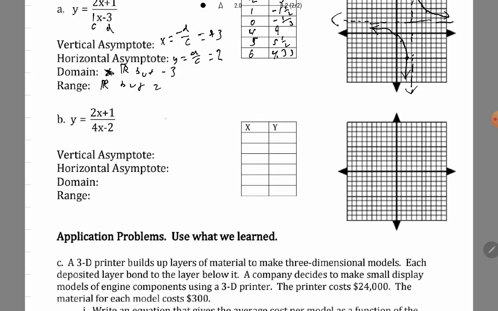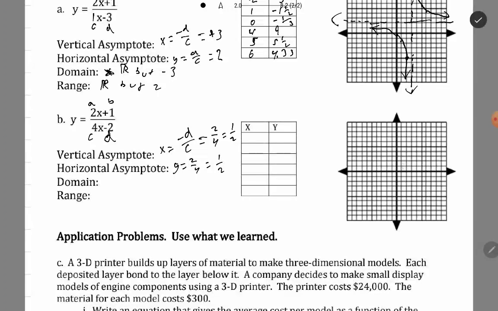Remember, vertical asymptote equals x equals negative d, or opposite of d, over c. And remember, this is a, b, c, and d. So d is negative 2, so the opposite of negative 2 is positive 2 over 4, which is 1/2. Horizontal asymptote is a over c, which is y equals 2 over 4, so that's still 1/2.